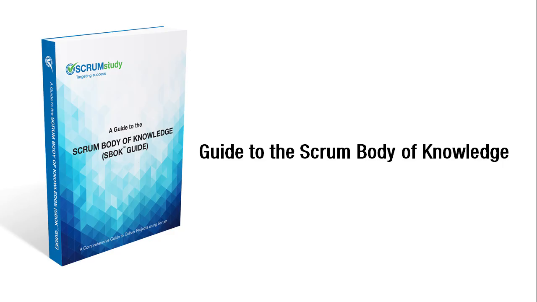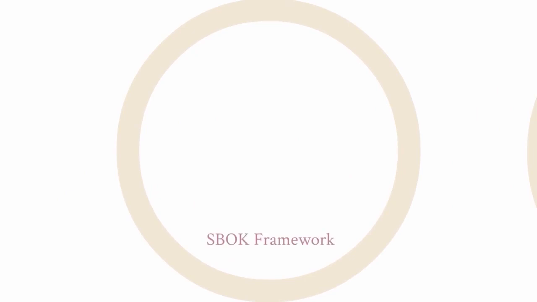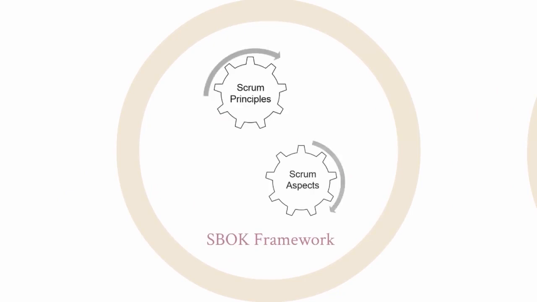Now that we have pretty much summed up the Scrum Body of Knowledge in general, let's quickly run through an overview of a guide to the SBOK chapters. The first chapter describes the purpose and framework of a guide to the SBOK and provides an introduction to the key concepts of Scrum. It also contains the summary of Scrum principles, Scrum aspects, and Scrum processes.